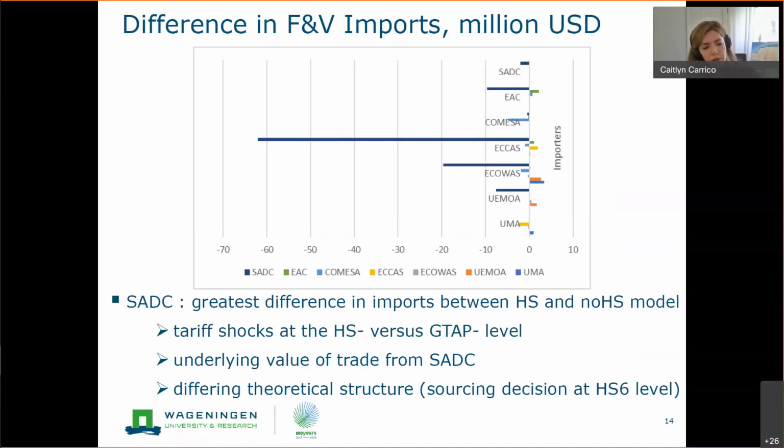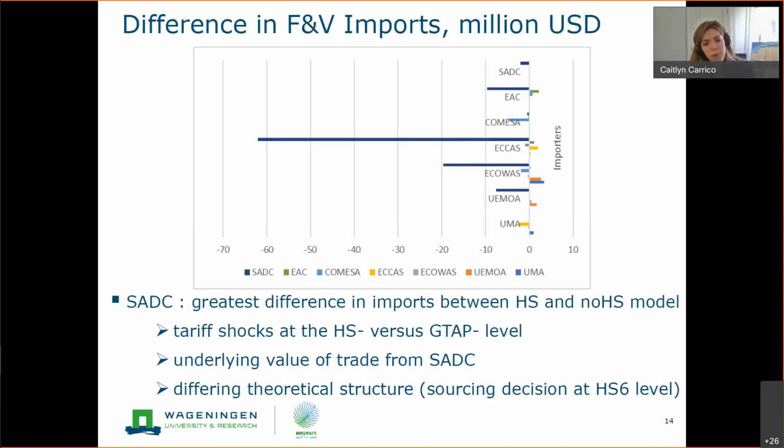So all these differences that we're observing really have to do with differences between the model with the HS module and the standard model without the HS module. And again, the differences are that we have the tariff shock at the HS level versus the aggregate GTAP level. We also have the underlying value of trade from SADC, which is very important. So therefore the distinctions are going to be magnified.